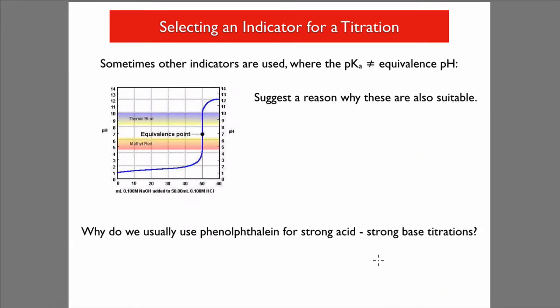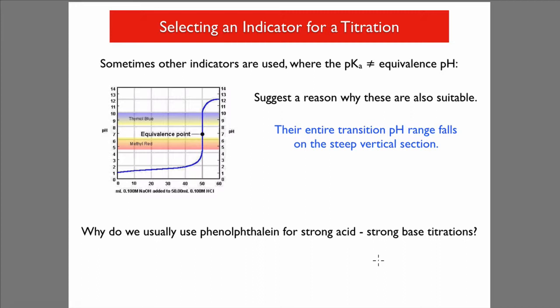Sometimes other indicators are used where the pK doesn't quite equal the equivalence pH. Suggest a reason why these are also suitable. So have a look at this graph. Why, even though thymol blue's pK is evidently above the equivalence point, as is methyl red's, are they still suitable? Well, their entire transition pH range falls on the steep vertical section.